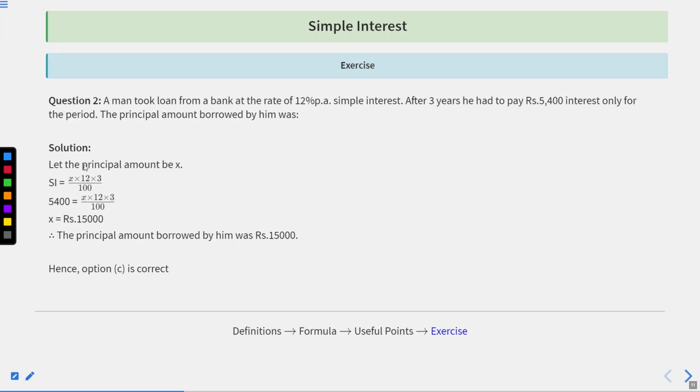So let the principal amount be x, because we don't know. So let us suppose x, and we are going to find out. So now try to recall the formula that we have seen for simple interest. Simple interest equal to principal into rate into time upon 100. So when you simplify this, and one more thing is known, that is SI, simple interest, that is 5,400. So it will be 5,400 equal to x into 12 into 3 upon 100. So when you simplify this, you will get x equal to 15,000. So the principal amount borrowed by him was 15,000 rupees. So the option correct here is option C.